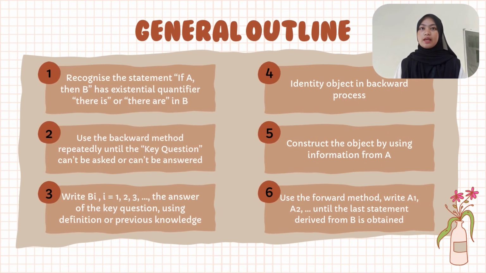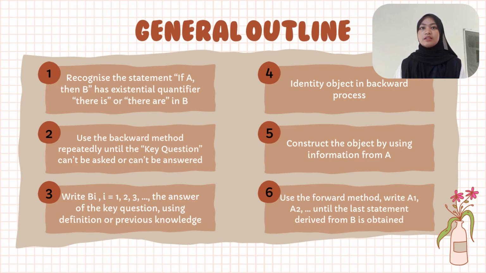Next, for the general outline. Basically, the guideline of the construction method is similar to the forward-backward method. Number 1, recognize the statement if A then B has a potential quantifier there is or there are in B. Second, use the backward method repeatedly until the key question can be asked or can be answered. Number 3, write Bi, where i equals 1, 2, 3, and so on, the answer of the key question using definition or previous knowledge.